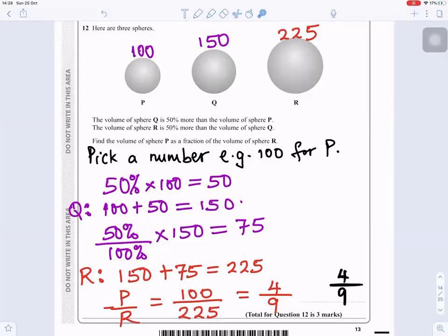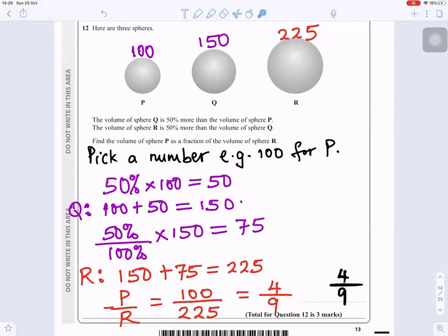Question number 12. Here are three spheres, P, Q, and R. The volume of sphere Q is 50% more than the volume of sphere P. The volume of sphere R is 50% more than the volume of sphere Q. Find the volume of sphere P as a fraction of the volume of sphere R.